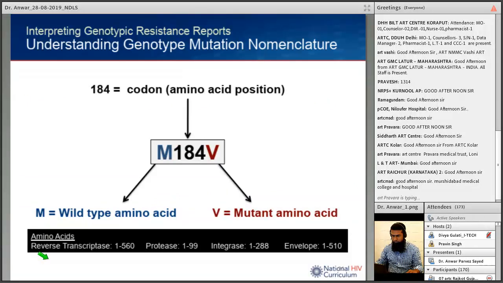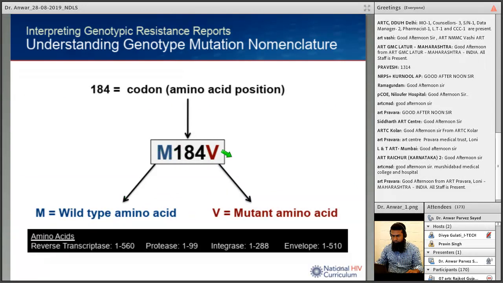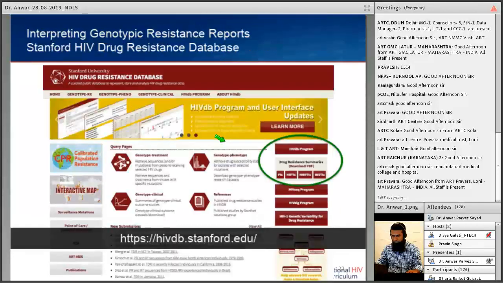And how they interpret these reports is, for example, this is written like this, M184V mutation, where 184 is the amino acid position, M is the wild type amino acid, and it has been replaced by valine, so they write it as M184V mutation. So the mutations you will see from now on will be written like this: the position of the amino acid in the wild type virus, what amino acid was expected, and in the mutant virus, what amino acid actually was seen.